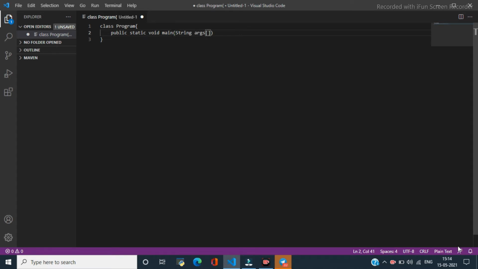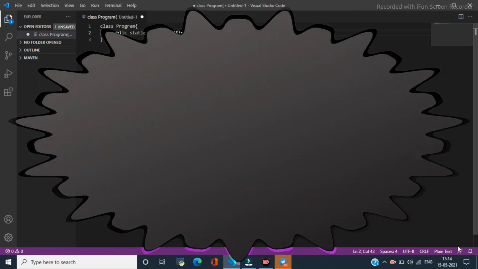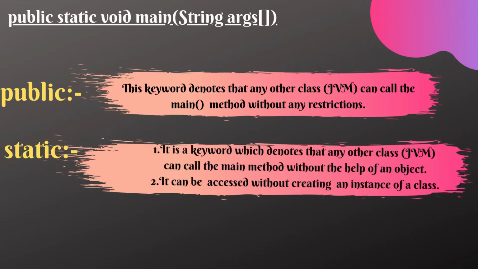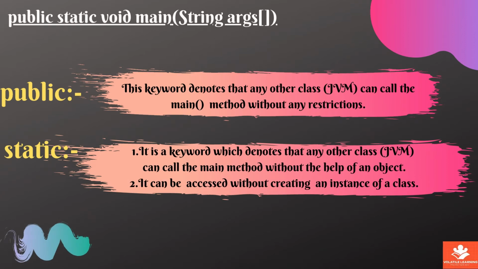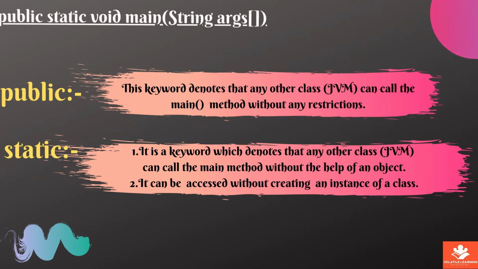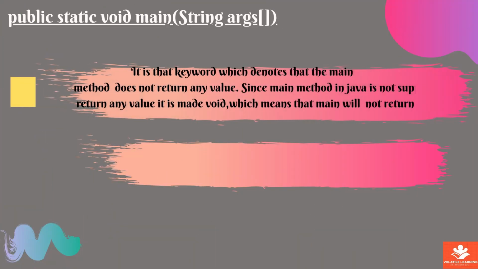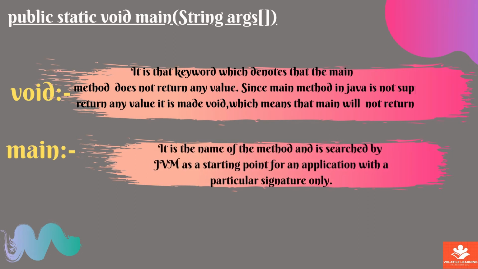All the four keywords have their separate meanings which are reserved by the compiler. Here the public keyword basically denotes that any other class can also call the main method without any restrictions. And the static keyword denotes that any other class can call the main method without the help of an object. Next is void. Void is a keyword and denotes that the main method does not return any value.